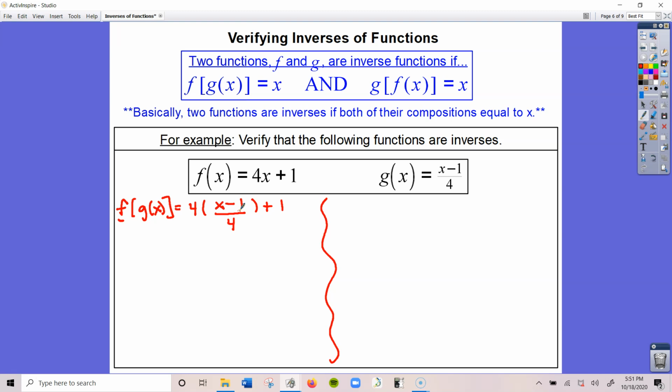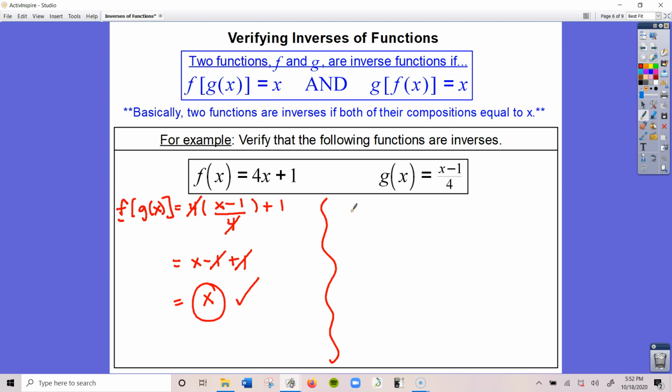Now remember, although this is a fraction, please keep in mind that fractions are just division. So if I'm multiplying 4 on the outside and I'm dividing 4 on the inside, they cancel. And so all that's left now is x minus 1 and finally plus 1. The 1's cancel and our final answer would be x. So far everything's looking good.